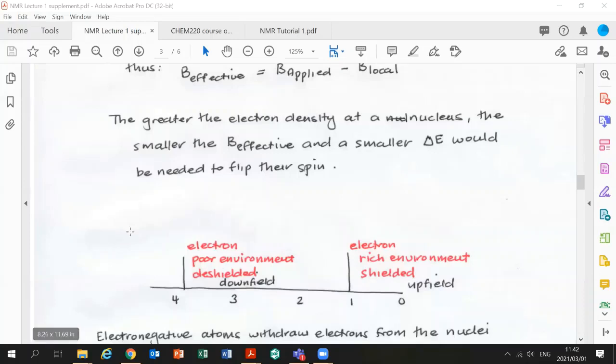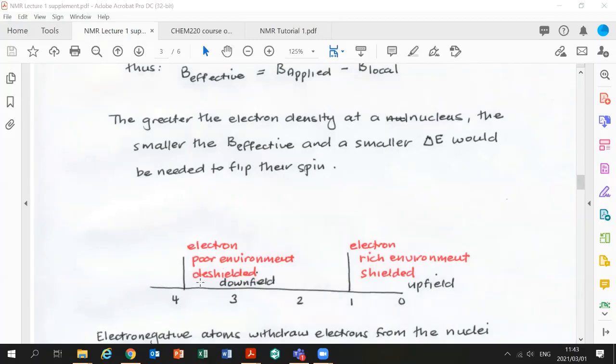So in order to flip the spin, I need more energy, right? Because there's more of the applied magnetic field that I'm experiencing. So my effective magnetic field is greater as I go from 0 to 10 or 12 or 15. And then I can say that this is my de-shielded region. As I move from 0 to 10, I'm moving into the de-shielded region or the downfield region, all right?